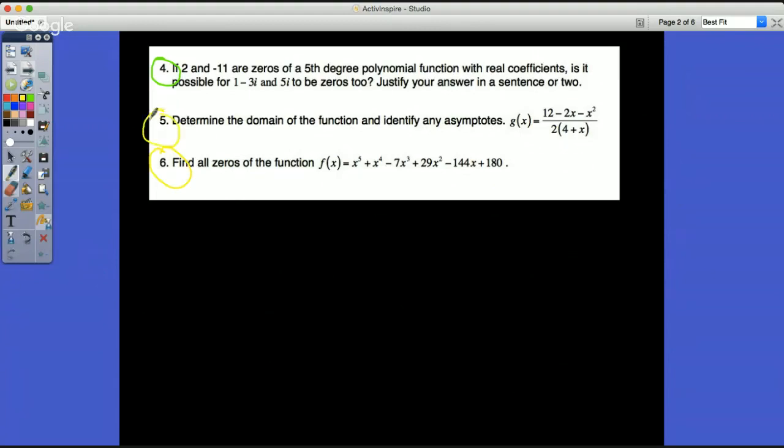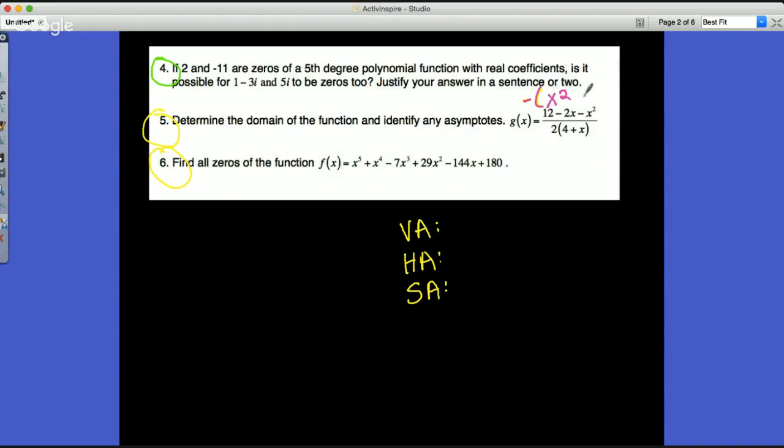Number 5, domain of the function. We talked about asymptotes quite a bit, but let's do that again, for VA, HA, and slant, okay? One thing to note is that the VA always determines what my domain is. So as I factor this, I get -x squared, so we're going to pull out a negative. Let me change this up. There we go. And it'll be x squared plus 2x minus 12. So what two numbers multiply to get me -12, but when added get me positive 2?